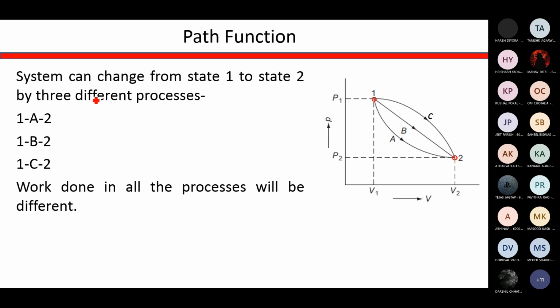Now this is what is described here. The system can change its state from state point 1 to state 2 by 3 different processes. I am naming those processes process path A, process path B, and process path C, like this, right? So when I use these kinds of symbols, it means I am talking about the path followed by the process. So the work done in all the processes will be different.